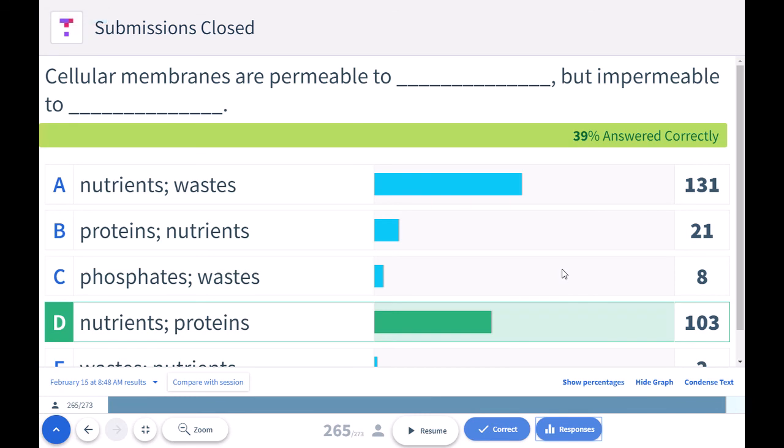So guys, gals, proteins do not move across the cell membrane. Proteins are large and have a hard time.